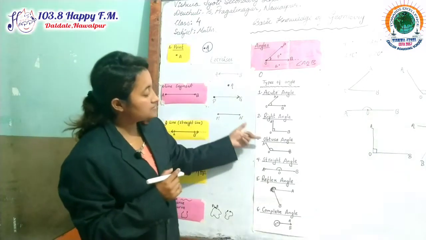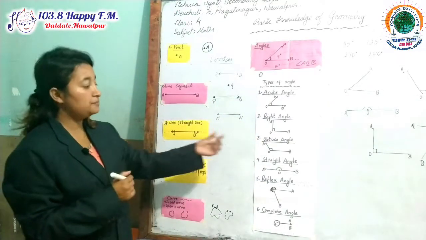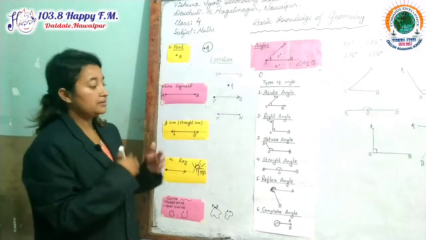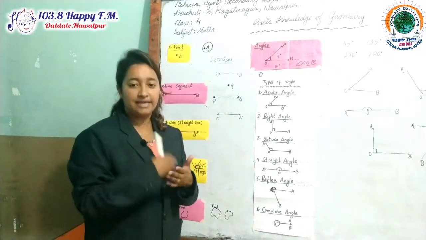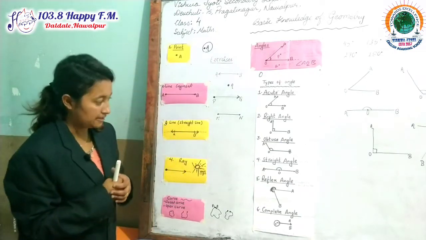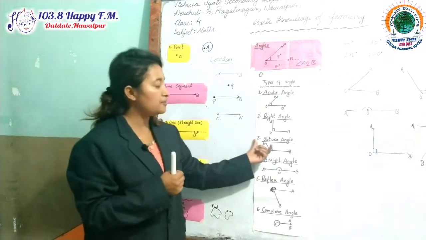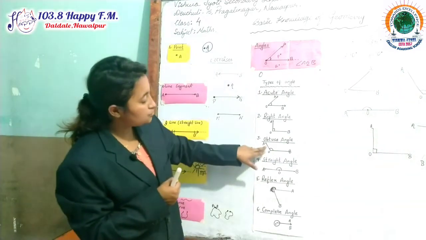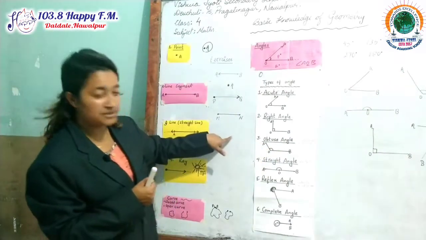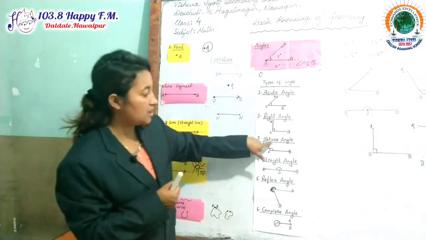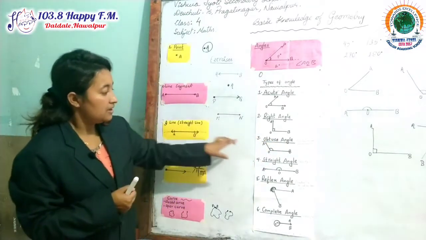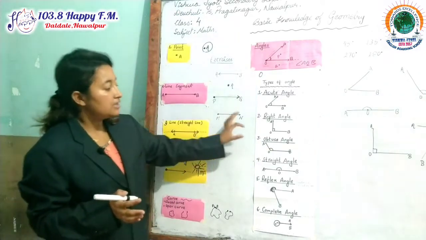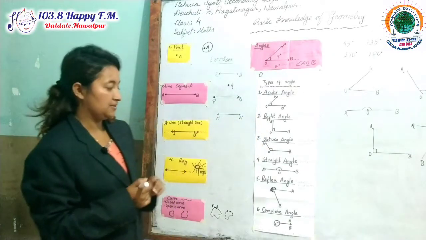And here comes the obtuse angle. An obtuse angle is an angle whose measure is greater than 90 degrees but less than 180 degrees. That type of angle is called an obtuse angle. Looking here, the two arms seem to move away from each other. So, we can identify the obtuse angle by looking at it. If these two arms are moving away from each other, then it is an obtuse angle.